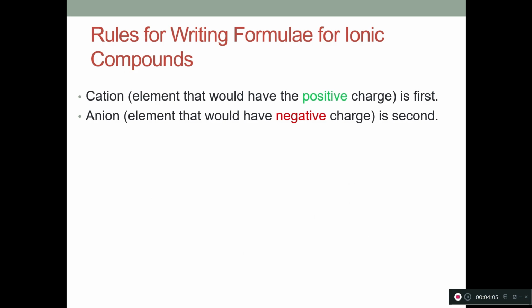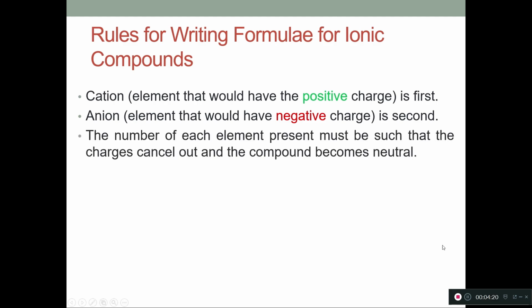And so the cation is the element that would have the positive charge, is always written first when we're coming up with our chemical formula. The anion, which is the element that would have the negative charge, is always second when we're writing our chemical formula. So the number of each element present must be such that the charges cancel out. So we have the positive and the negative charges. They have to cancel out when they come together to the neutral compound.